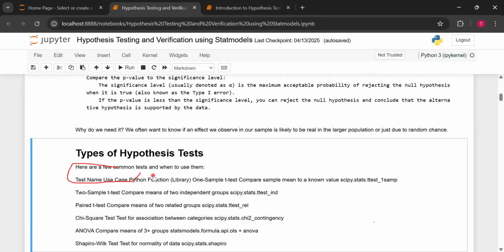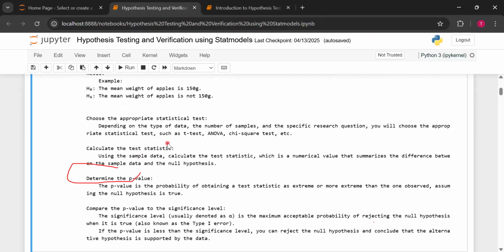Now, when testing a hypothesis, what is important? You need to know at what level you are testing. Traditionally, we have 95%. You can test at 95%, right? The 95% gives us what we call the confidence level. The confidence level: how confident are you?